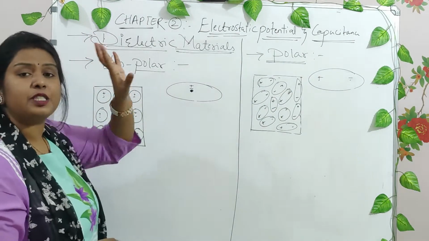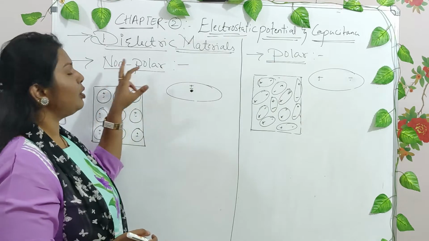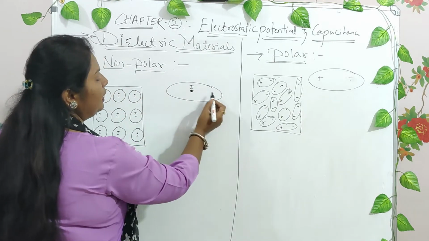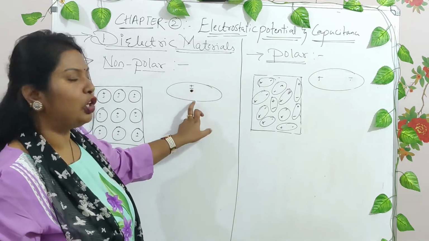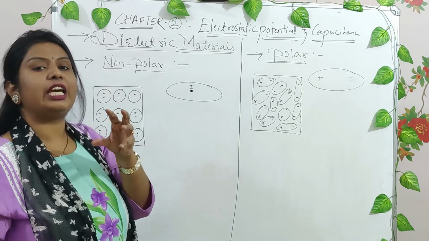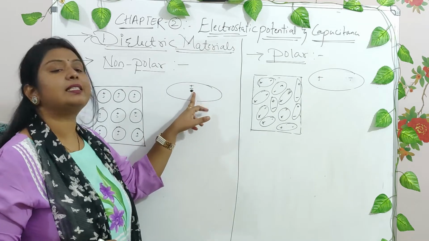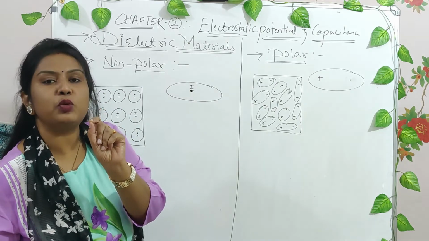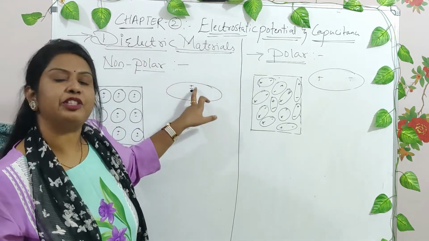The name itself says non-polar. Polar means polarities. If it is non-polar, then it has no polarity. Say that dielectric material has a molecule in it, in which the positive and the negative charge share the same center. The center of the positive and the negative is only one, and hence there is no distance between the positive and the negative charge. These types of materials are called non-polar dielectric materials.